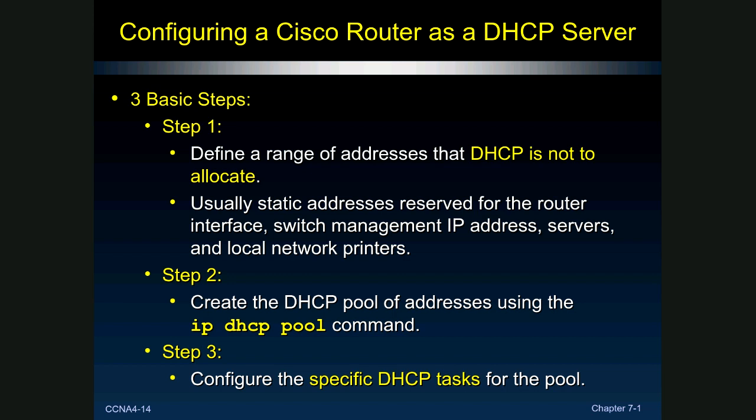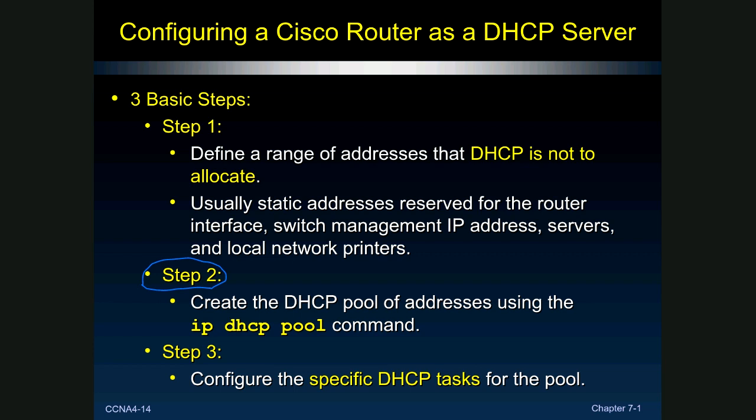Step 2, we're going to enter some commands that say create an IP DHCP pool, and let's say we're going to create a pool for the network 192.168.1.0. We're going to create the pool and name it. You can use any arbitrary name you want to. Cisco best practice is to use all uppercase letters for the name of your pool.